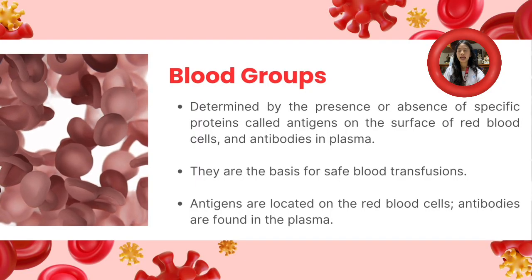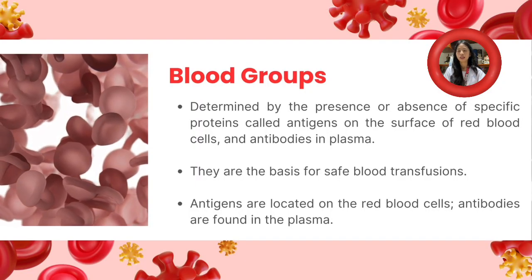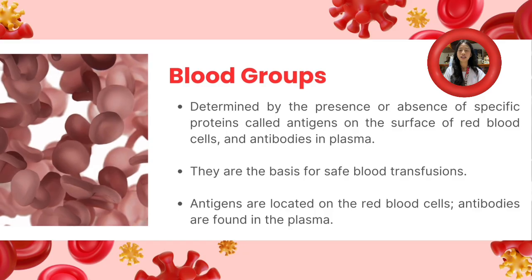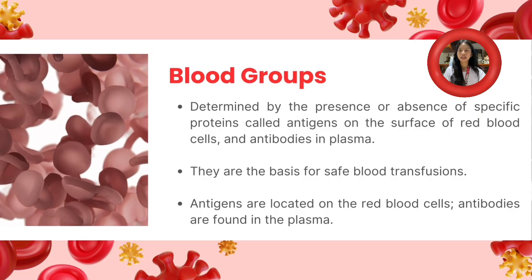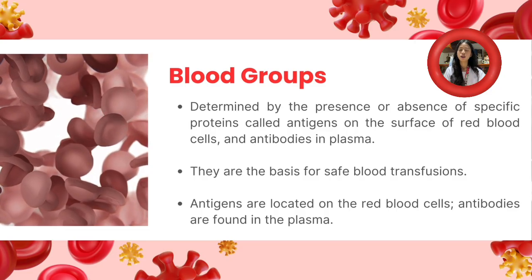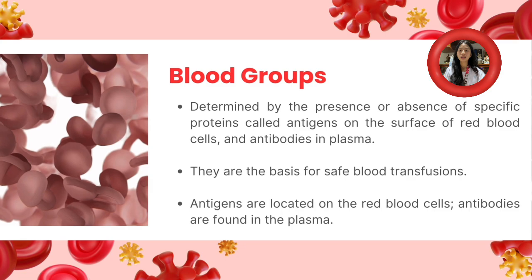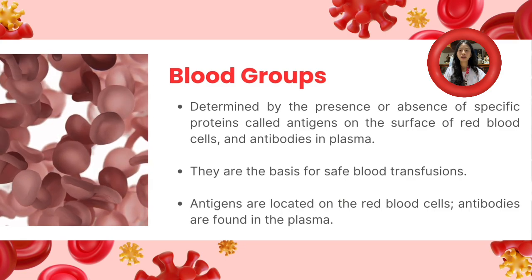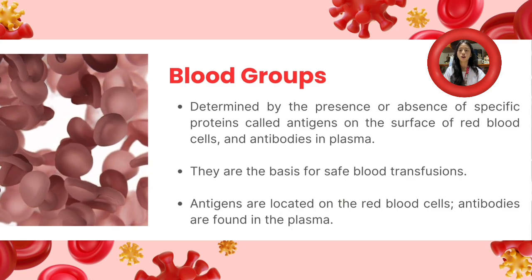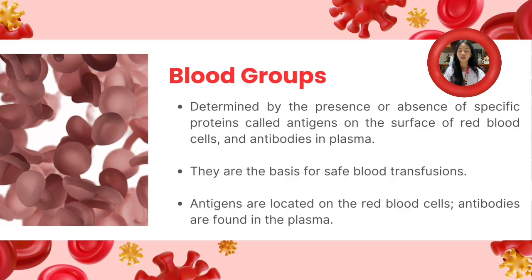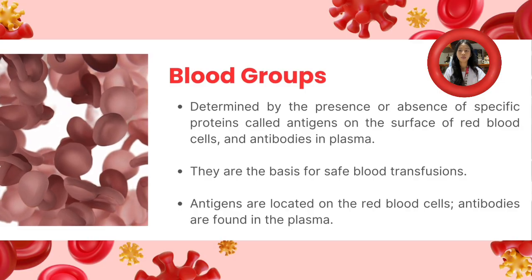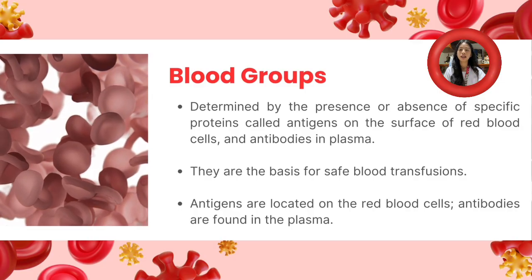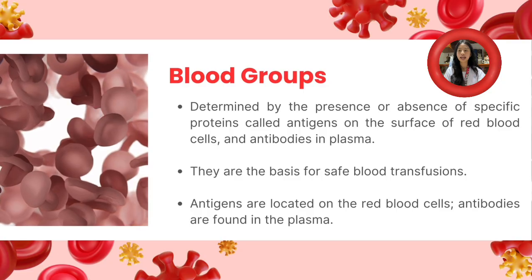Blood groups are like the ID system of our blood. On the surface of red blood cells, there are special proteins called antigens. In the plasma, there are antibodies that recognize and attack foreign antigens. That's why when someone gets a wrong blood type, their antibodies will attack the new cells, causing clumping or agglutination. For example, a person with type A blood has anti-B antibodies, so if they receive type B blood, their immune system will attack it, which is very dangerous.